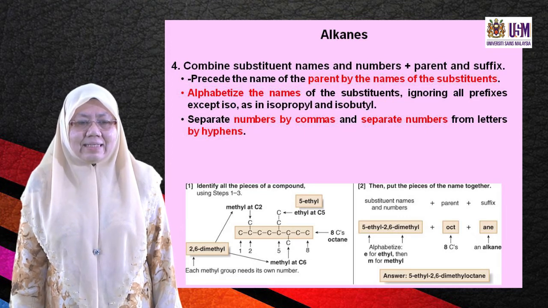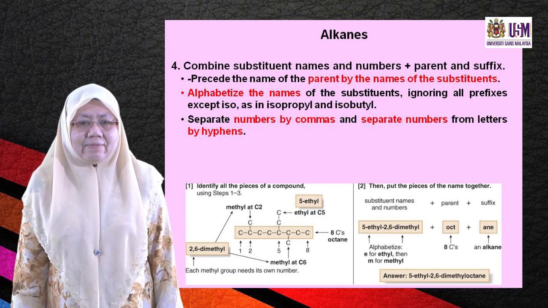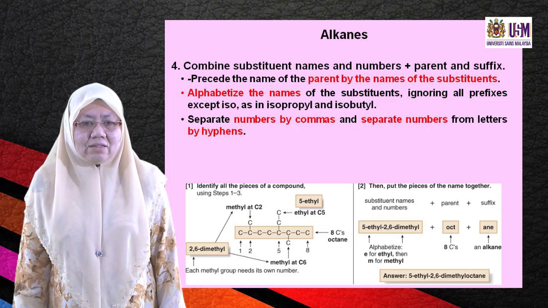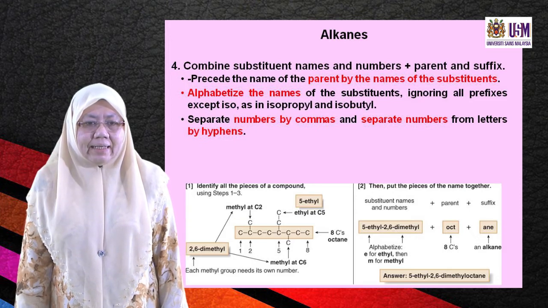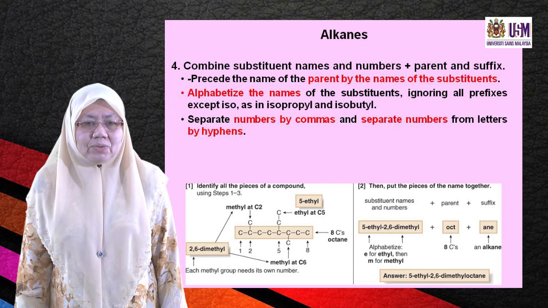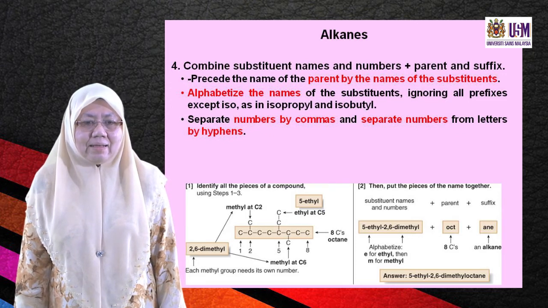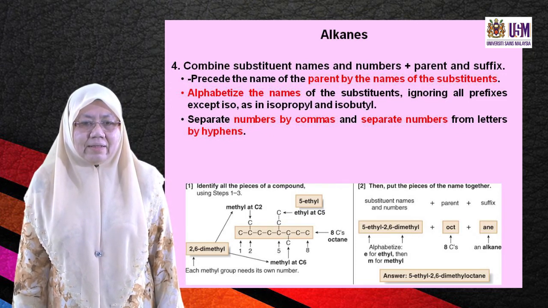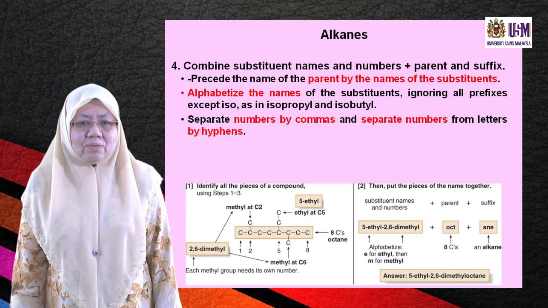For instance, we can see in the given example, the longest chain has 8 carbon atoms, so the parent is going to be octane, and at carbon number 2 and carbon number 6, we have methyl groups. There are 2 methyl groups, so it's 2,6-dimethyl. At carbon number 5, we have an ethyl, so that will be 5-ethyl.